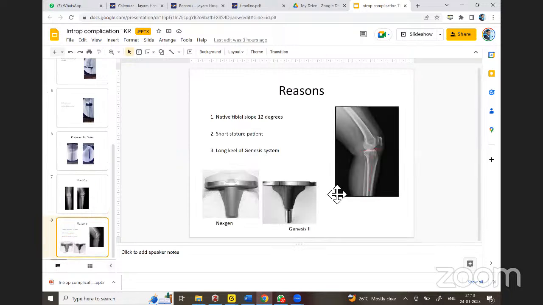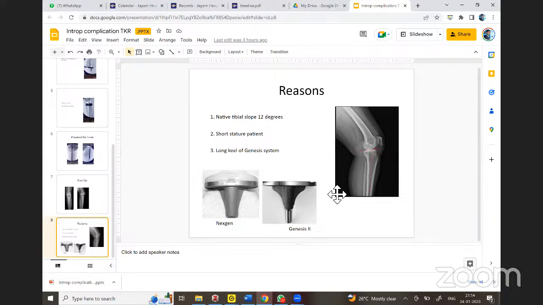And this was the post-op x-ray. And I think the native slope, I had it measured here. It was about 12 degrees of slope. 12 degrees of slope is not very uncommon in our population. We see a lot of studies from Ganga also on tibial slope. But this was a very short statured patient, and the long keel of Genesis also, I think, was one of the problems. It has probably the longest keel of all the systems that we have.